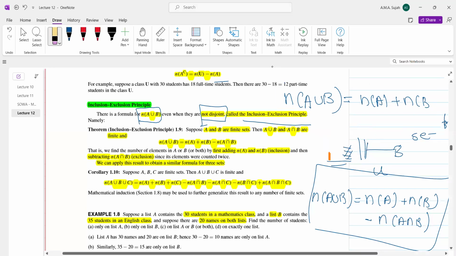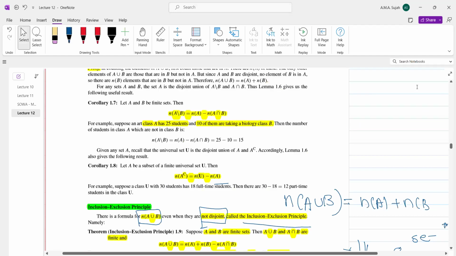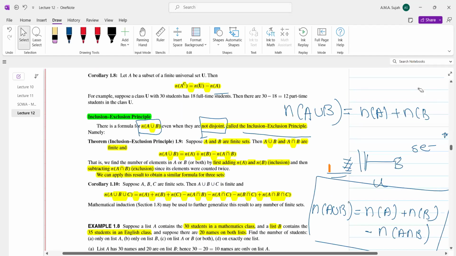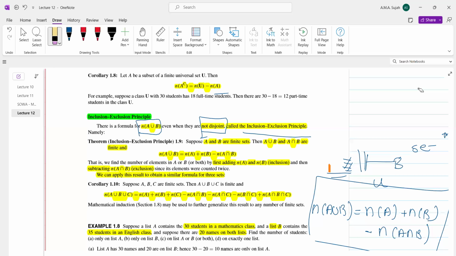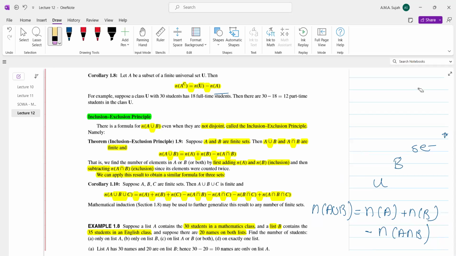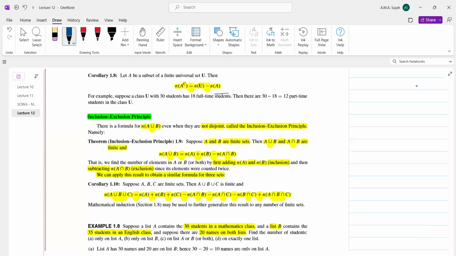So now you know how to write the inclusion exclusion principle for two sets, right? Similarly, if you have three sets, you can also write the inclusion exclusion principle. Just imagine you have three sets A, B, and C. If you write an equation for the number of elements in A union B union C, that is called the inclusion exclusion principle for three sets, right?